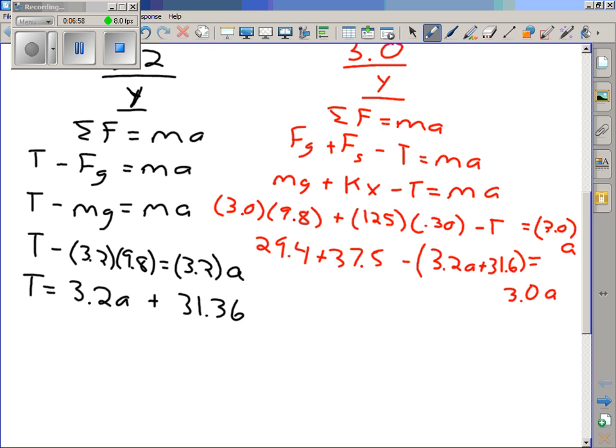Okay. So now I can reduce a little bit more, right? 29.4 plus 37.5 is what? 66.9, right? Minus, now I got to distribute this negative, minus 3.2A minus 31.6 equals 3.0A. You all okay so far? What is one number, right? 66.9. Yes. Sorry that it all got spaced out.